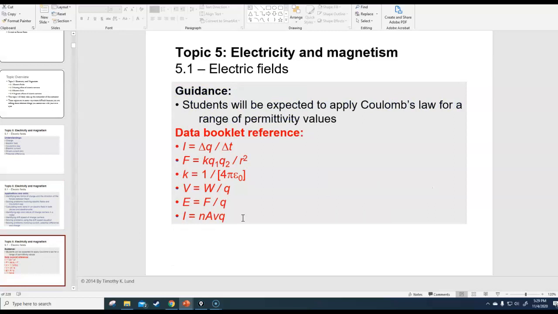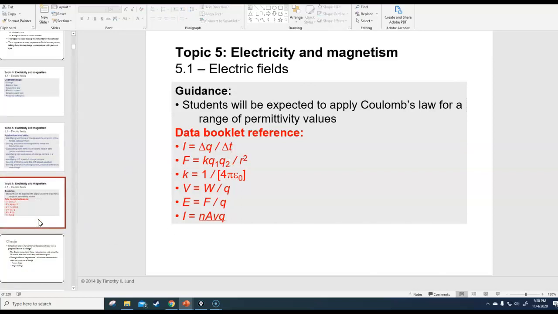You are given quite a few equations in 5.1. Under guidance, it says that students will be expected to apply Coulomb's law for a range of permittivity values. I think I'll talk about that in the next video, but that is something you should be aware of. And as you can see, you have a host of different equations given to you in the data booklet, and as we go through the unit, we'll go over most of these. We might talk about current in the next unit, but we'll see how things are going. Most of these equations we'll definitely get to.